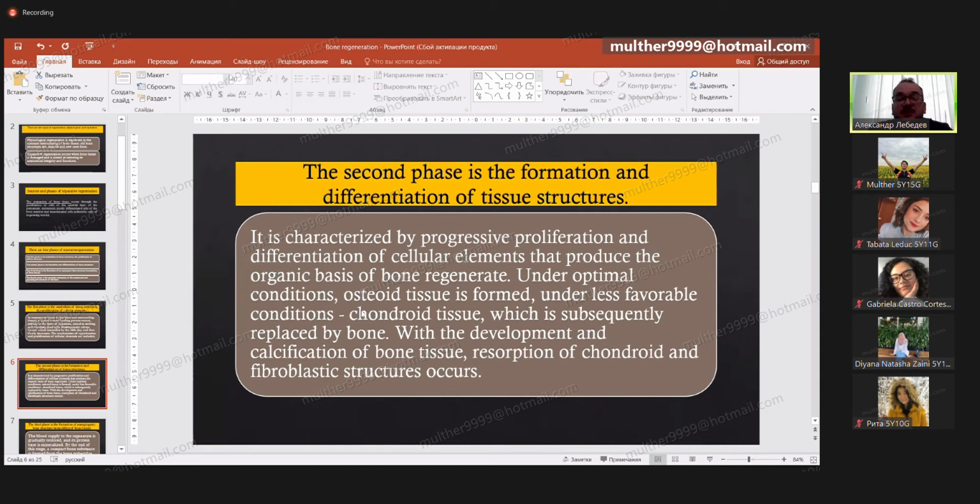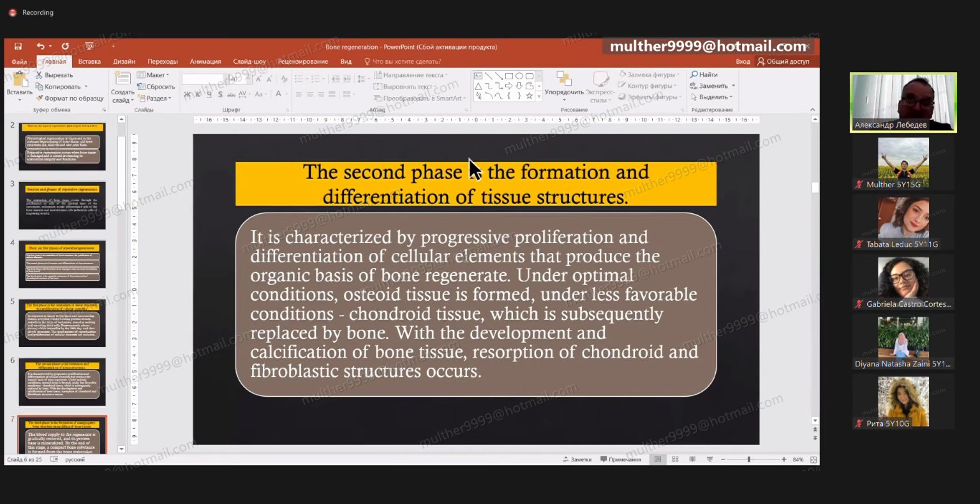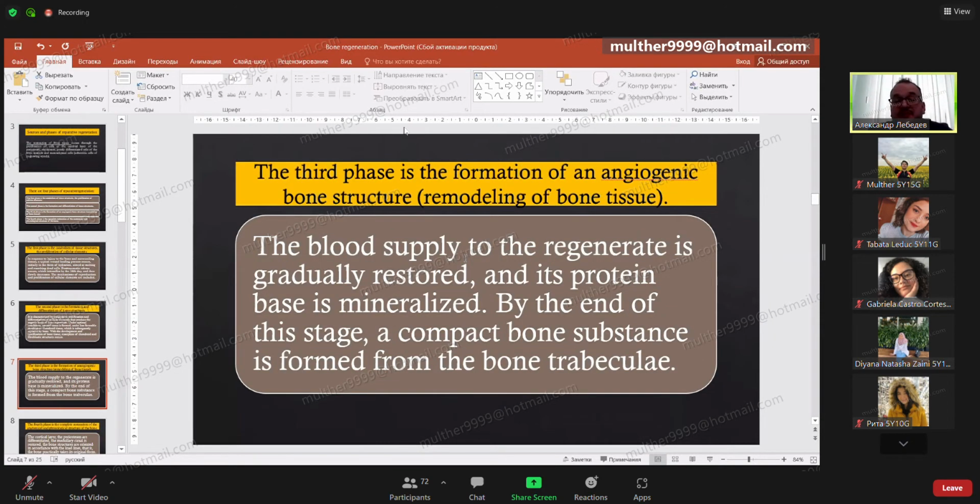And after that, we can see that the bone tissue differentiates into more specific spatial characteristics. We start to see the compact bone layer, and we start to see the spongiosa of them. The third phase is the formation of angiogenesis. It's a remodeling of bone tissue.